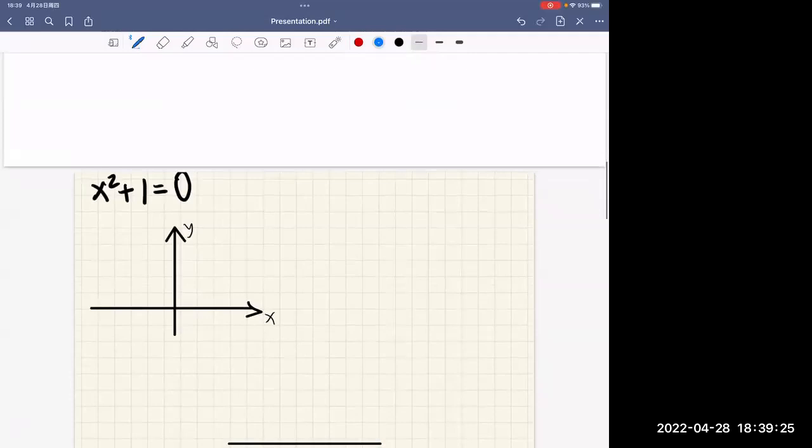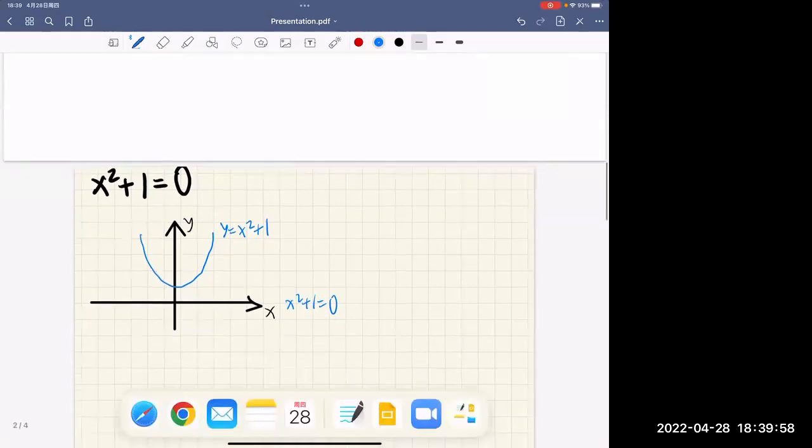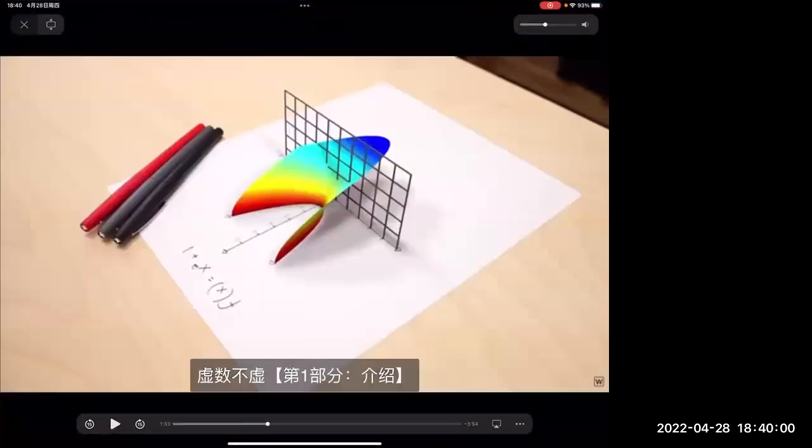Okay, now let's show the equation x squared plus 1 equals 0 on a graph. We know that y equals x squared plus 1 is this parabola, right? So x squared plus 1 equals 0 does not have a solution, because there are no intersections between this parabola and the x-axis. But not having real solutions doesn't mean it doesn't have solutions. It can have complex solutions. So if we extend our number system, we can actually find an answer to this problem. I want to show you a simulation.